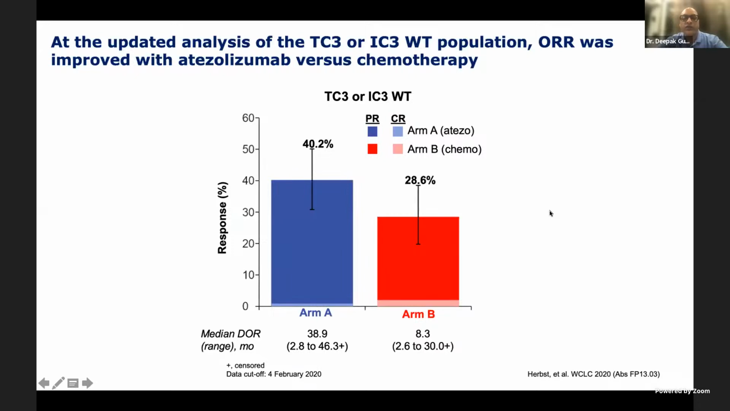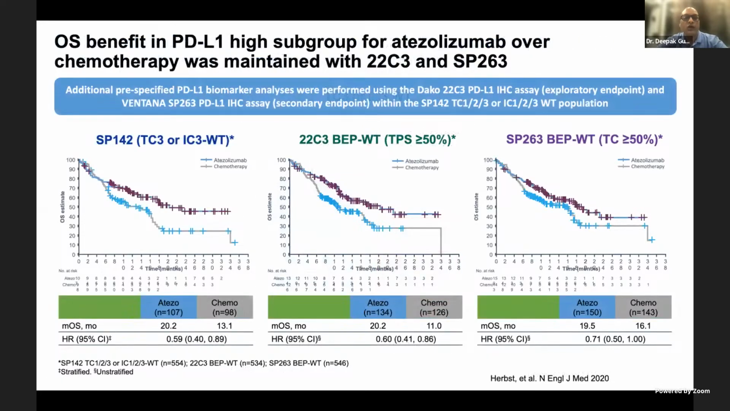At updated analysis, overall response rates were also significantly higher with atezolizumab in the IC3 or TC3 population, 40% as compared to 28% in the chemotherapy arm. The OS benefit in the PD-L1 high subgroup for atezolizumab over chemotherapy was maintained when tested by 22C3 or SP263. All 3 testing platforms with IC3 or more than 50% positivity had equal benefit with atezolizumab, with the hazard ratio being similar.